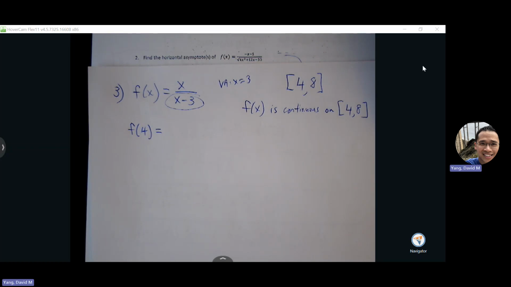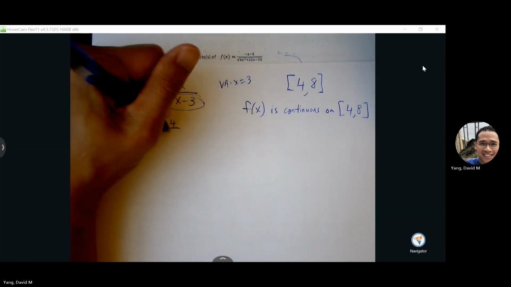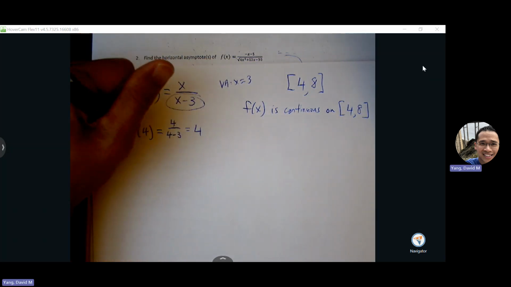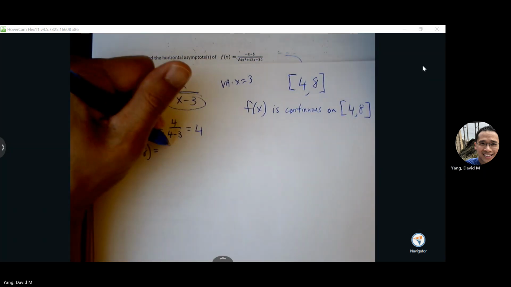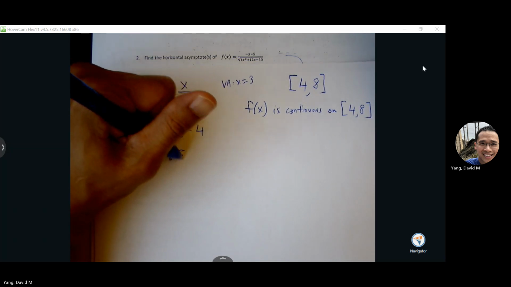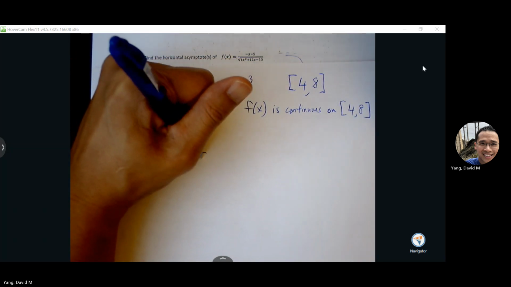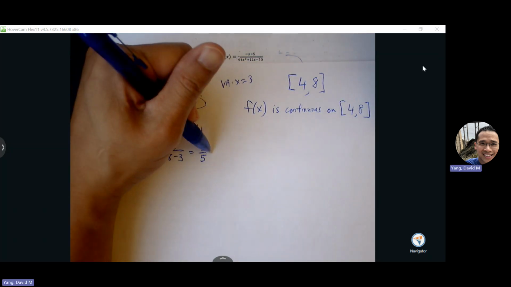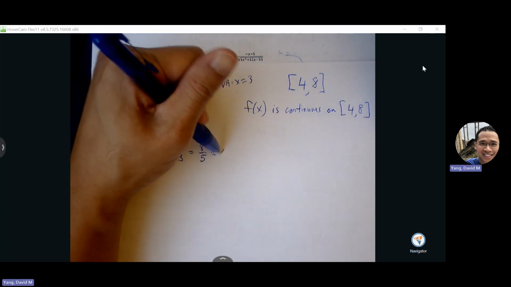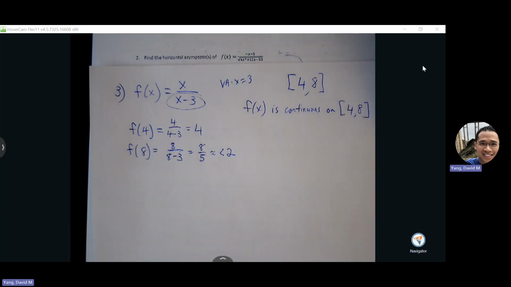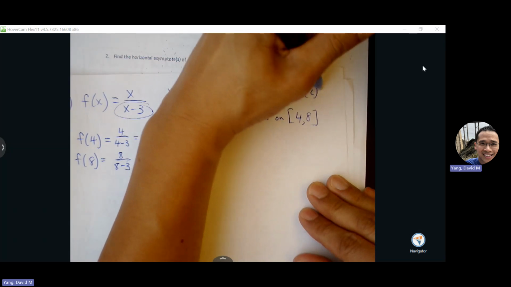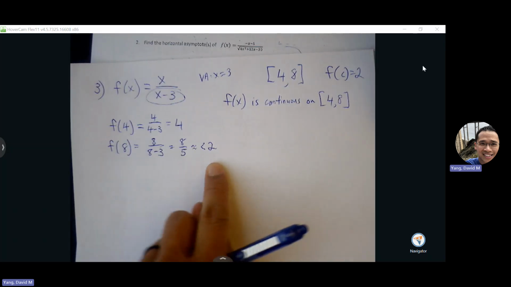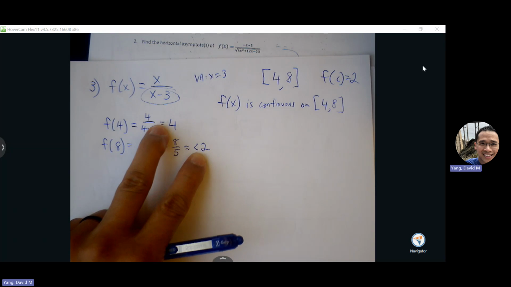So if I plug 4 in for x, what do we get? Yep. If I plug 8 into the function, and we know 8 over 5 is like less than 2, right? We know 10 over 5 is 2, 8 over 5 is like 1 point something. So we're trying to guarantee a y value of 2. Can I guarantee that the graph is going to cross y value 2 somewhere between?